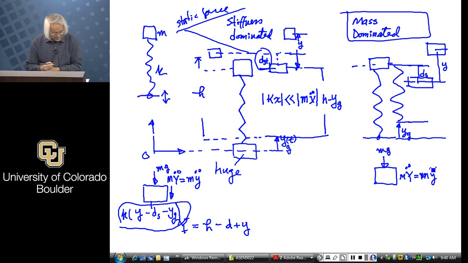Okay? And the difference there is, in this case, the total y is from here to there. If I take that as the origin, that's simply h minus delta s plus y.